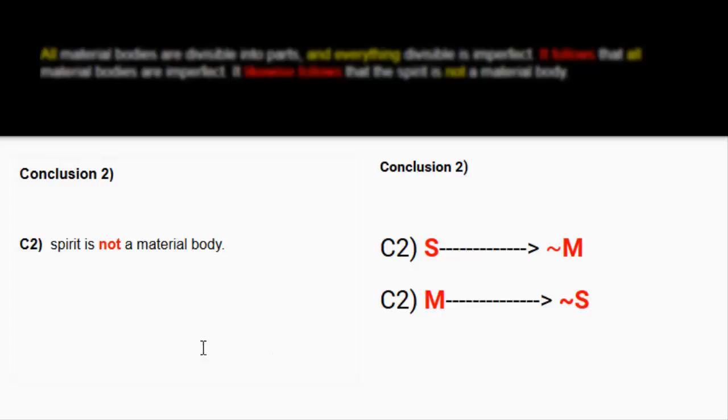Conclusion 2, I'm sorry, conclusion 2 tells us that the spirit is not a material body. This is the conclusion that we have to justify. We have to make this valid somehow. To diagram this, we can say S, which stands for spirit, arrow, not material body, not M. And then of course we can derive the contrapositive, which is M, arrow, not S. Now let's put this whole thing together and see what we have.